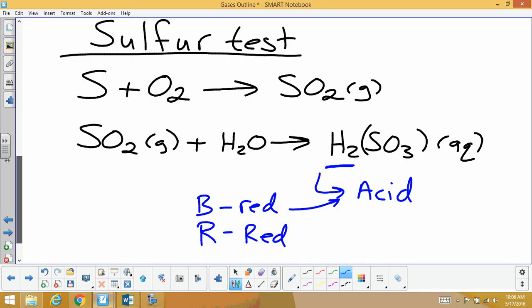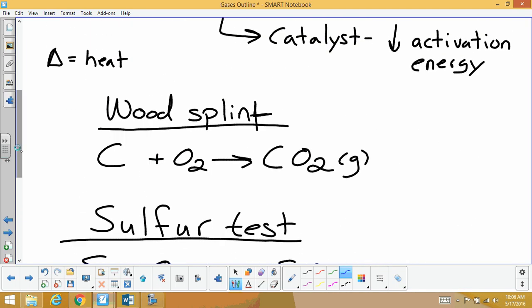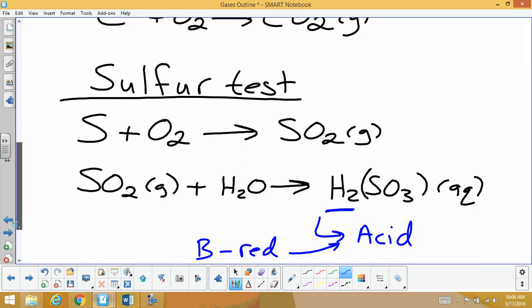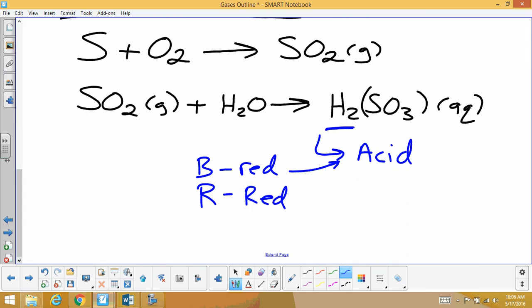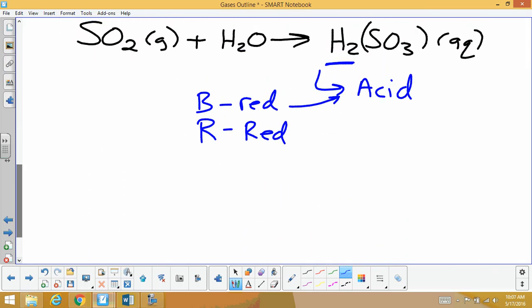So when you shook the sulfur dioxide with water, we created an acid, and this is actually considered acid rain. So when acidic rain comes down, it is actually H2SO3 in an aqueous form falling from the sky. That's what we're literally getting hit with when there's acid rain. So we've got the wood splint test, the sulfur test, and the last test we have to worry about is the magnesium.